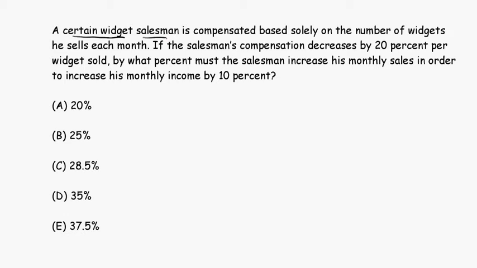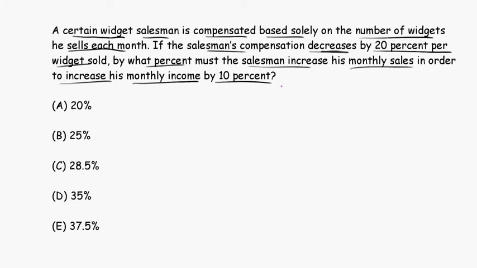We have a certain widget salesman who is compensated based solely on the number of widgets he sells each month. If the salesman's compensation decreases by 20% per widget sold, by what percent must the salesman increase his monthly sales in order to increase his monthly income by 10%? So we have a lot of stuff going on here, and this is what makes this a difficult question. We're not just going to pick one number, we're actually going to pick 2 sets of numbers, and this is where things get a little bit tricky.